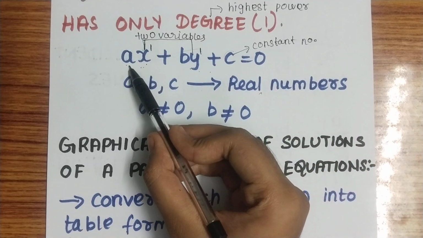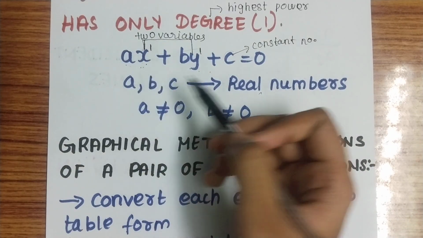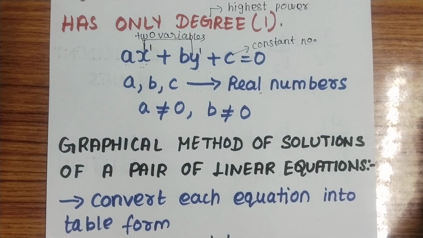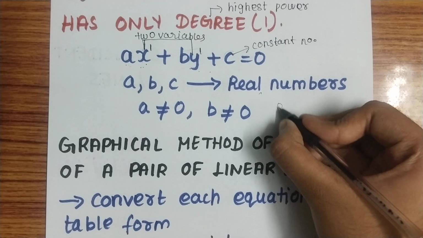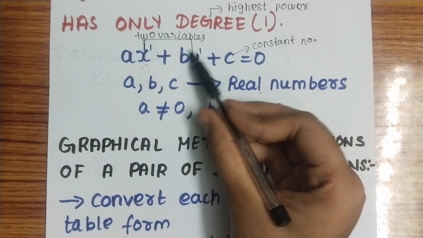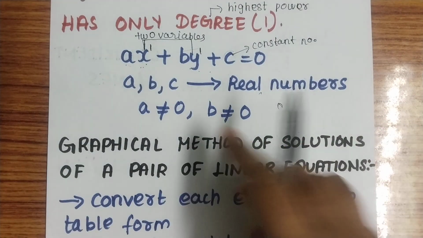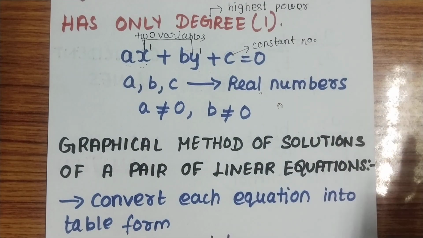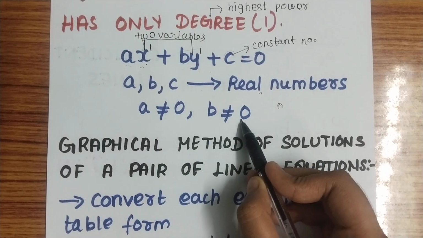If a is 0, my whole x term will be 0, right? So there is no x term, and it is not a linear equation in two variables. So my a must not be equal to 0. If it is 0, there is no x term itself. Similarly, if b is 0, then there will be no y term, so it is not a linear equation in two variables. So this is my condition. Clear? So it must have two variables, and a is not equal to 0 and b is not equal to 0.